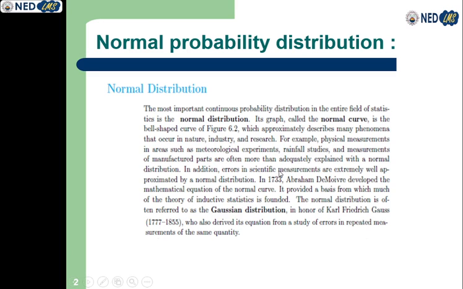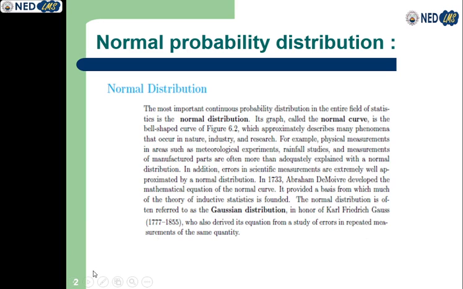The history is that De Moivre, one of the most important mathematicians, in 1733 derived the mathematical equation of the normal curve. It is also called the Gaussian distribution by engineers and scientists, because Gauss, another mathematician, defined the parameters and derived the equation in his studies of errors of the normal probability distribution. So that's why it is also said to be the Gaussian probability distribution.